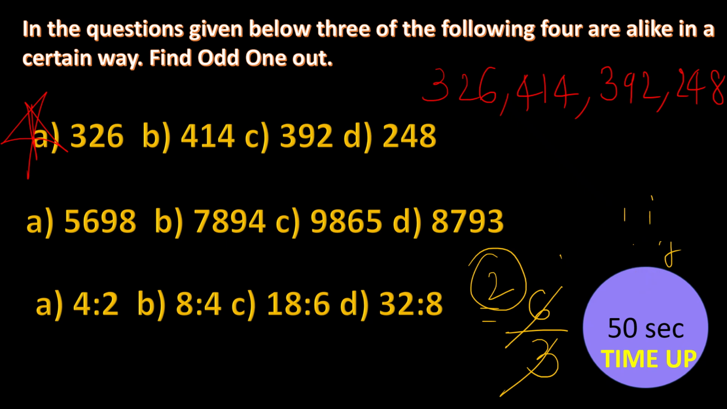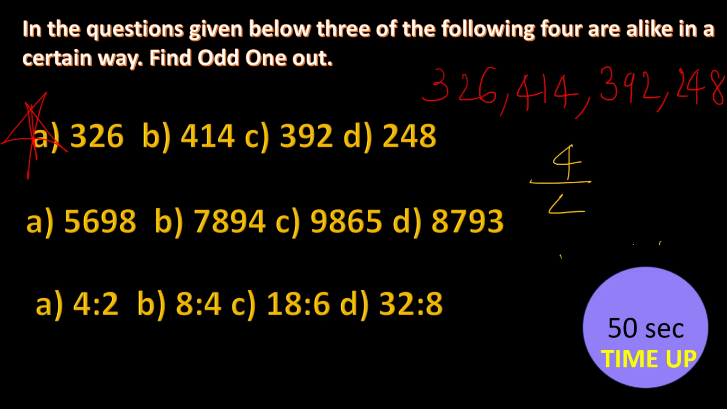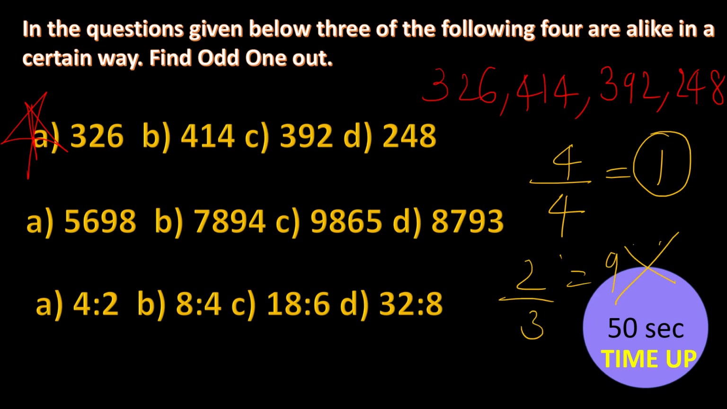So if you apply the same logic for 414 also, you will get 1 as the answer in the middle, right? 4 divided by 4 will give you 1. So this is not the odd one out. Then if you do 2 divided by 3, 2 divided by 3 will not give you 9 as the answer, correct? So this becomes the odd one out, 392. Okay, next one.